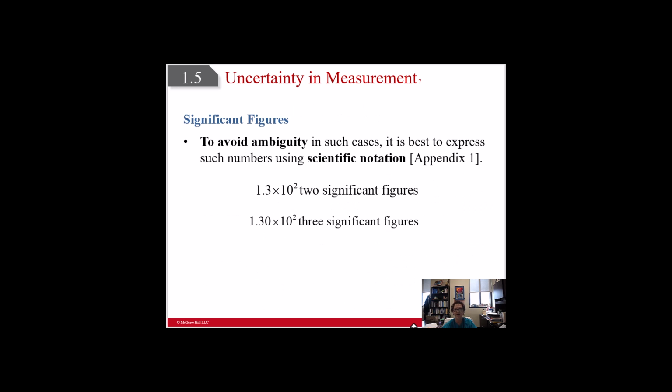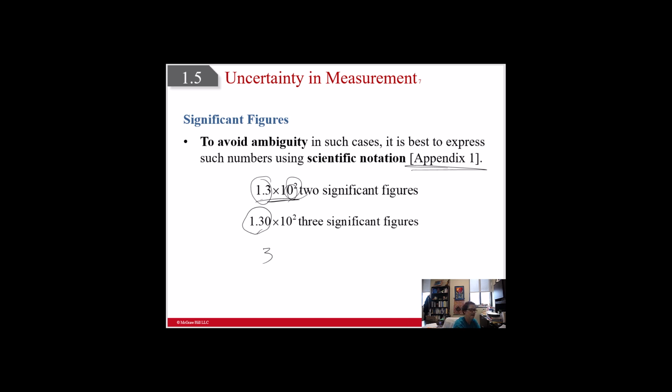So to avoid ambiguity in such cases, we're going to express these in scientific notation. And in Appendix 1 of the textbook, you can find information about that. But if you have 1.3 times 10 to the second, that has 2 significant figures. 1.30 times 10 to the second would have 3 significant figures. So sometimes if you put it in scientific notation, a lot of times it will make sense.